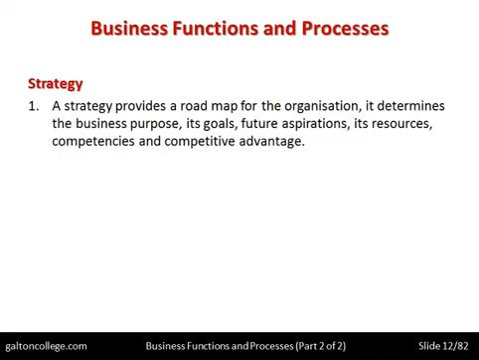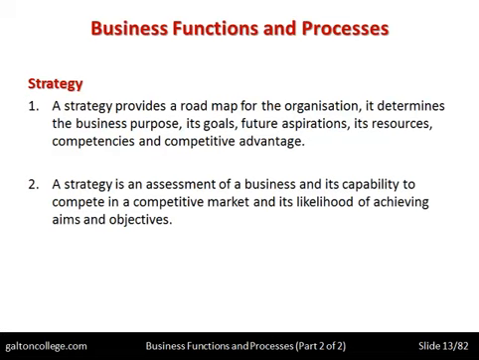Now, a strategy provides a roadmap for the organization. It determines the business purpose, its goals, future aspirations, its resources, its competencies, and its competitive advantage. So it looks at a wide range of characteristics of the business, or of desirable characteristics of the business, in terms of, let's say, the ability of its workforce to work under demanding conditions and under changing conditions. Look at the performance of the marketing department in terms of its market position. Look at its aspirations to ensure that they are realistic and they can be achieved. So it's making sure that there is a sense of direction for the organization, and that sense of direction is achievable.